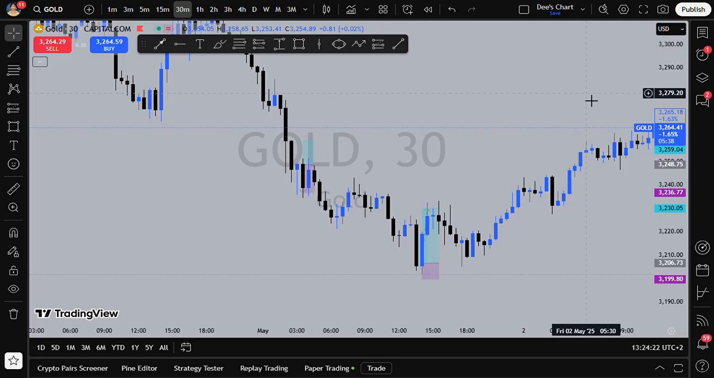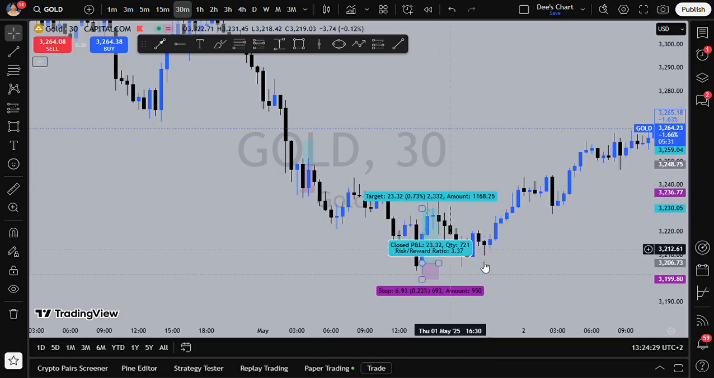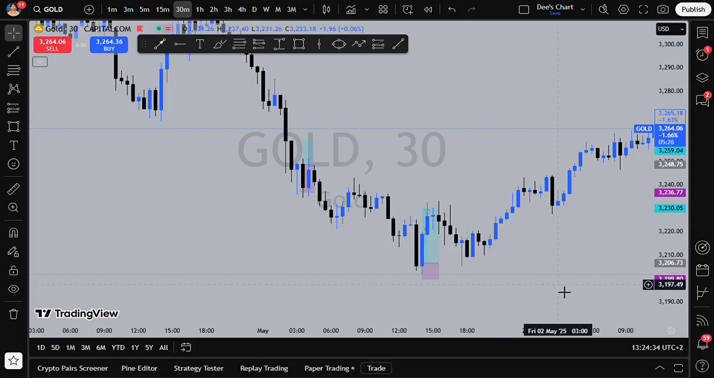So, buddy, these are the two pictures you've sent me. I've got them in front of me. I'm just on the 30-minute chart right now, which is why this one looks a bit weird. But once I go to the 50-minute, you will see that it looks exactly like what you have in your chart, the picture you sent me.